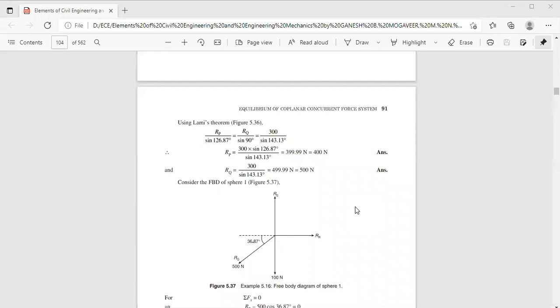So first you can apply any one condition, sigma Fx is equal to 0. This gives RR minus 500 cos 36.87, or RR is equal to 500 cos 36.87, and sigma Fy is equal to 0. That is RS minus 500 sin 36.87 minus 100 is equal to 0. So you take it to the other side. So what are the values of RR and RS?